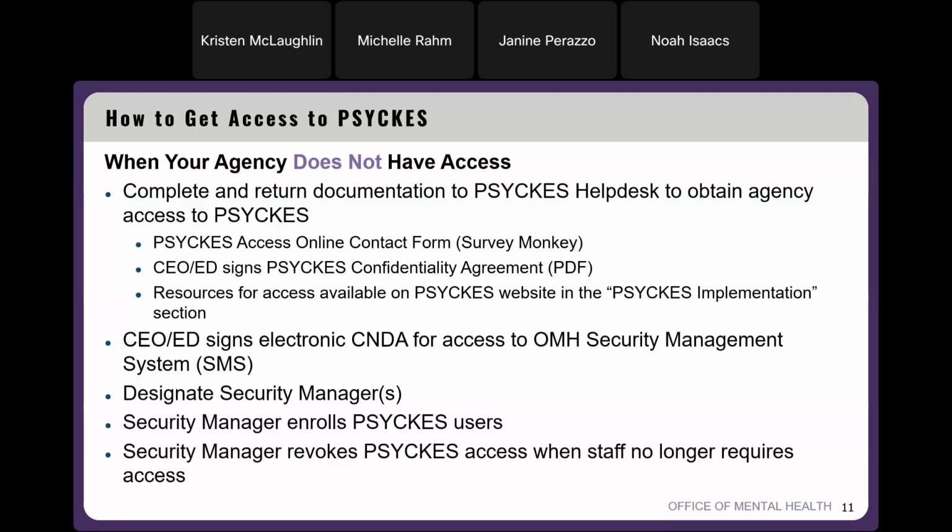So the next thing that we'll have to do is have the CEO or ED sign what's called the confidentiality non-disclosure agreement, which is what everybody has to sign in order to use the OMH security management system. Designate a security manager, and then you can start enrolling PSYCKES users.